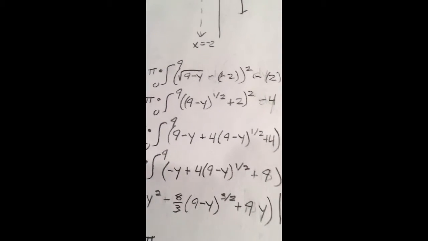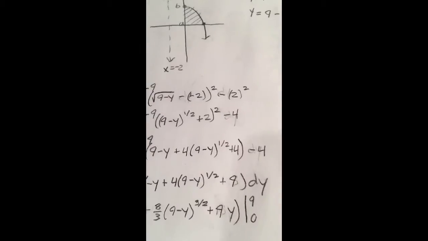You'll write V equals pi times the integral from 0 to 9 of the quantity square root of 9 minus y, minus -2, squared, minus 2 squared, because the distance between those two is just 2. Then you rewrite it as the quantity 9 minus y to the 1/2 plus 2, squared, minus 4. Multiply the first term out as 9 minus y plus 4 times the square root of 9 minus y plus 4, minus 4. These two 4's are negated, and you end up with -y plus 4 times the square root of 9 minus y plus 9, with respect to y.